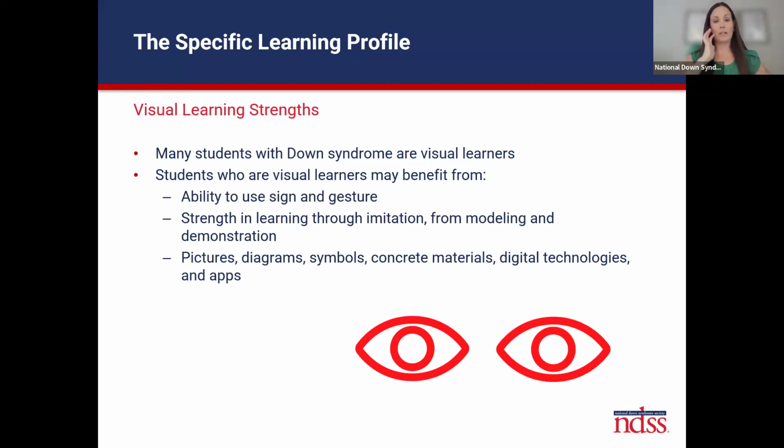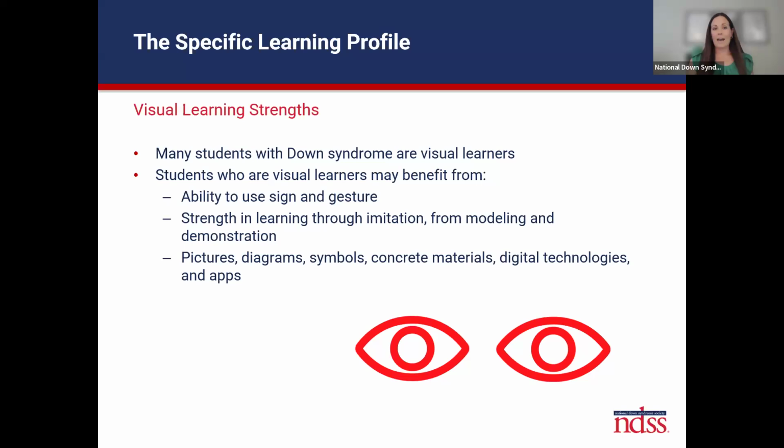So, visual learning strengths. I've talked about this, I think, on every slide because it is so important that visuals are included in all aspects of not just the school day, but even at home with routines and things like that. People with Down syndrome are strong in watching their peers, looking at modeling, demonstration, imitating.